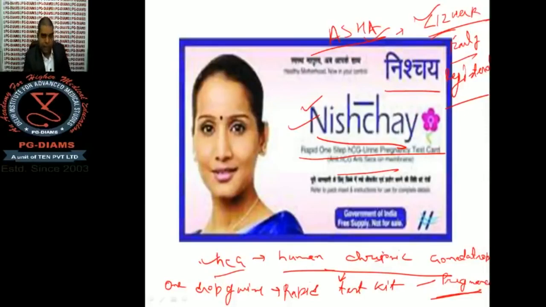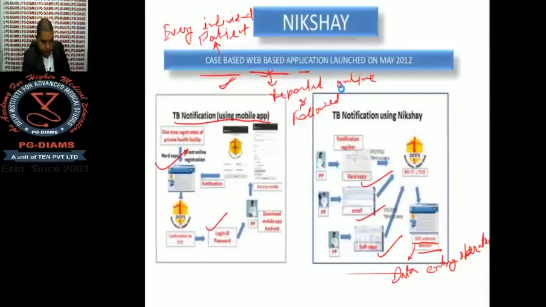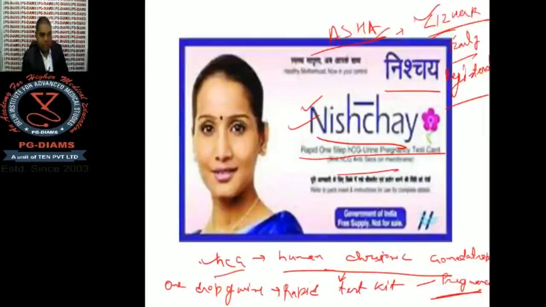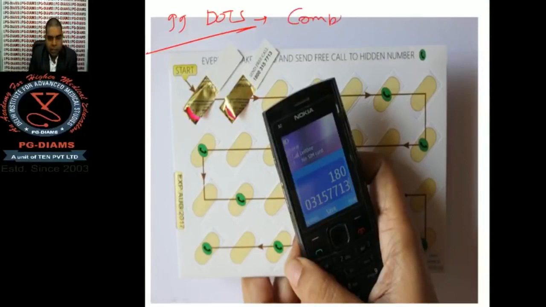Now look, E-dots is nothing. It's just a random word which is used as an option, but 99 dots stands for one thing. What is 99 dots? 99 dots is the newer method adopted under RNTCP through which compliance to drug can be checked.